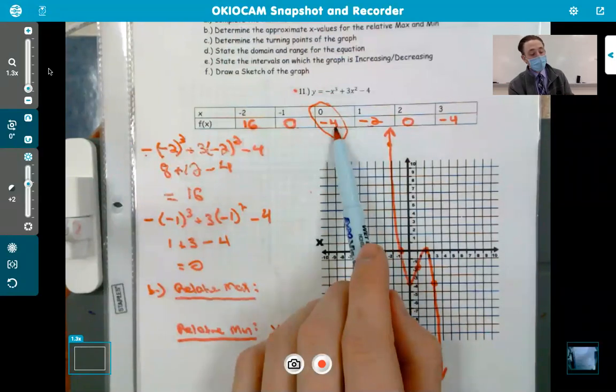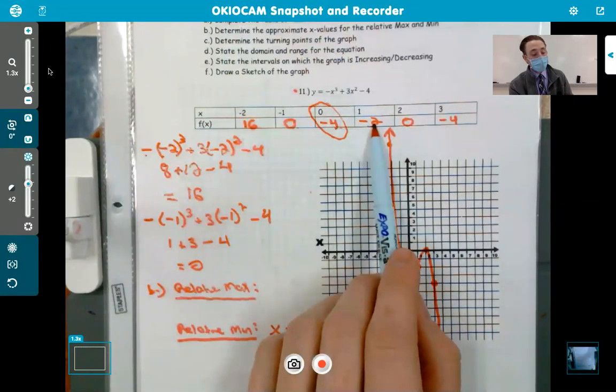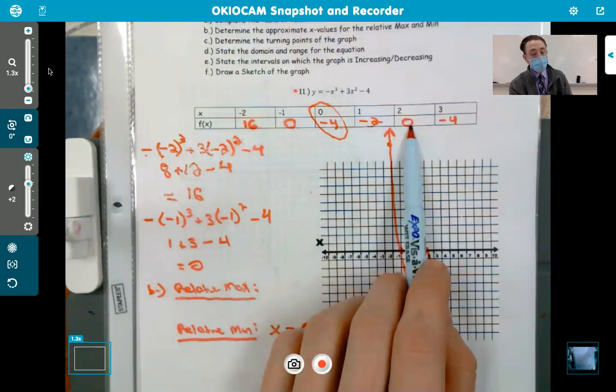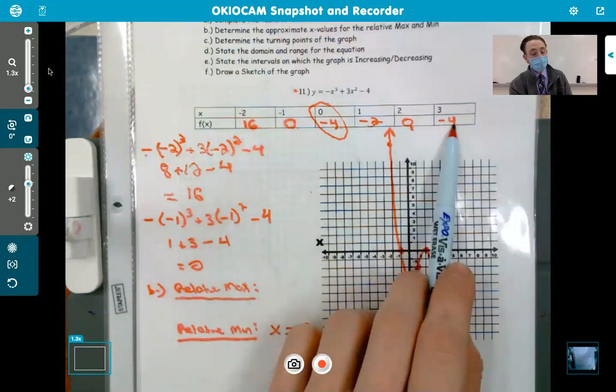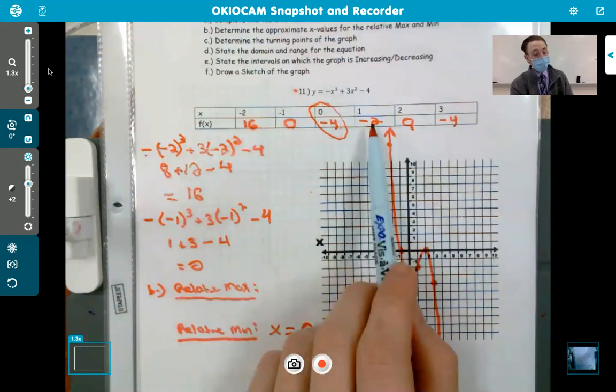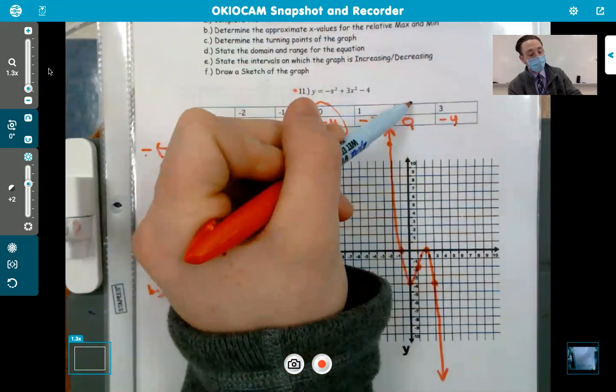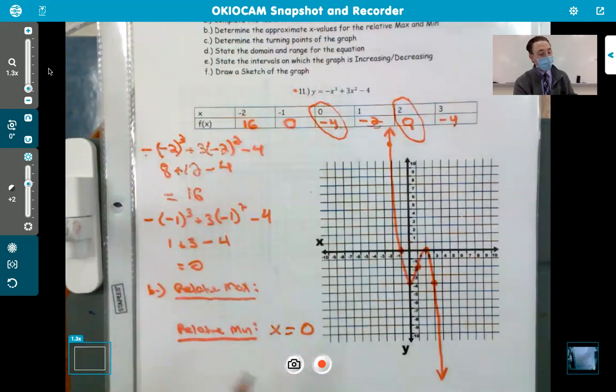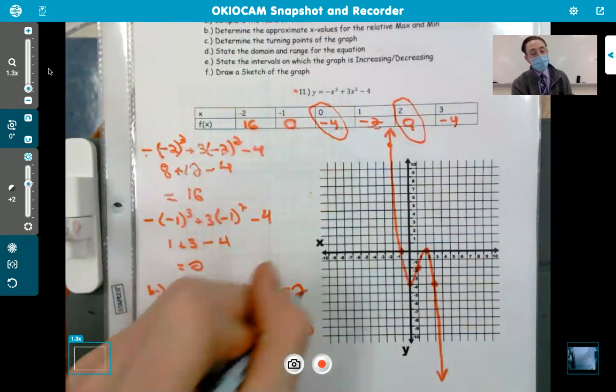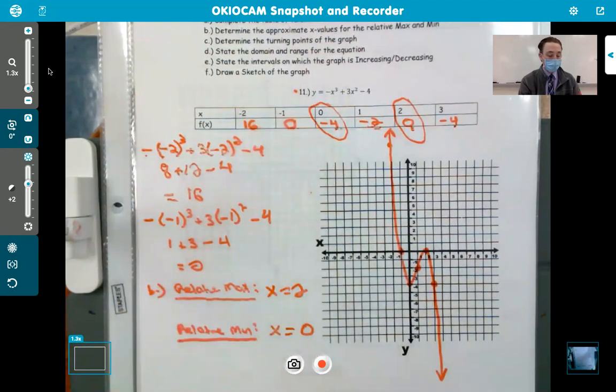Then I go from -4 to -2, so I'm increasing. -2 to 0, still increasing. 0 to -4, decreasing. So the transition from increasing to decreasing occurred when x is equal to 2. That is my maximum value.